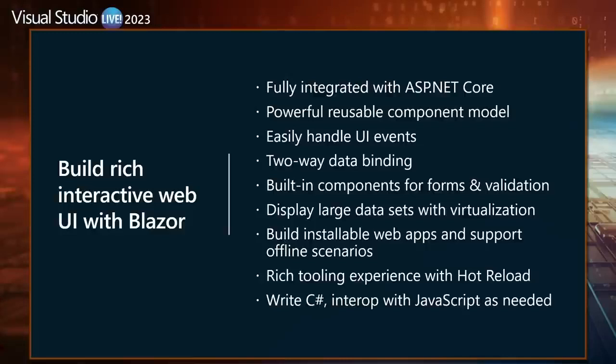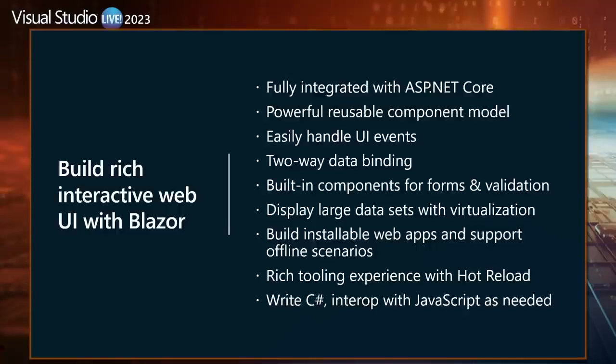Blazor comes with a powerful, reusable component model that you can use to easily handle UI events, render updates, and set up two-way data bindings. Blazor comes with built-in components for handling forms and validation, as well as displaying large virtualized data sets. There are also lots of component libraries that are readily available from the community that you can just download and install as a NuGet package and use. You can build progressive web apps with Blazor so that you can make your web apps installable and support offline scenarios using the latest open web standards.